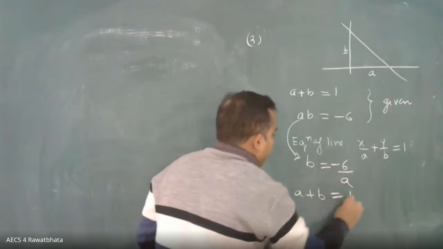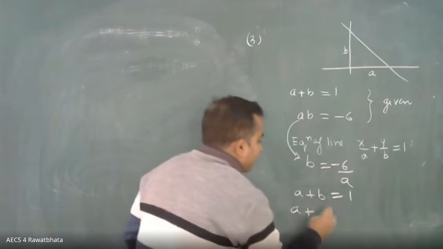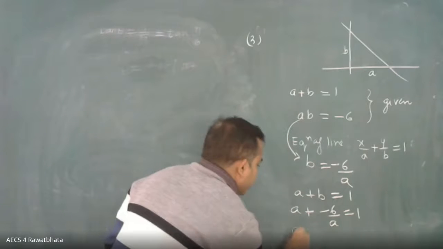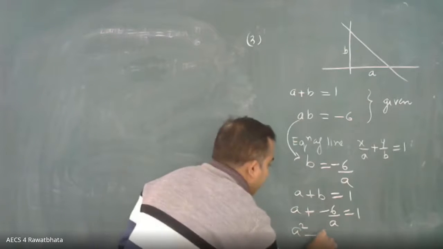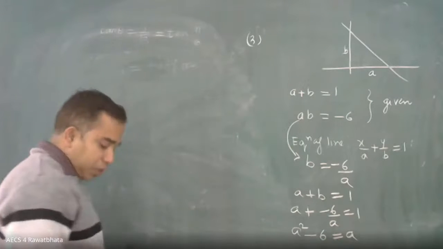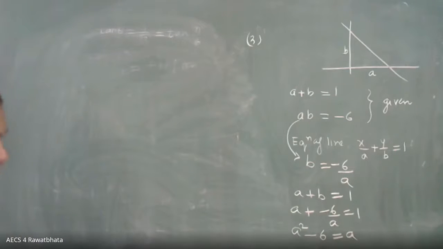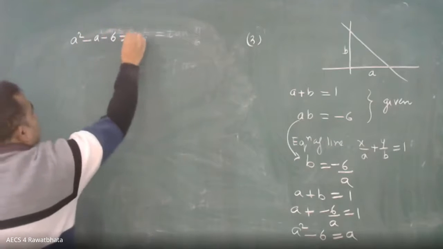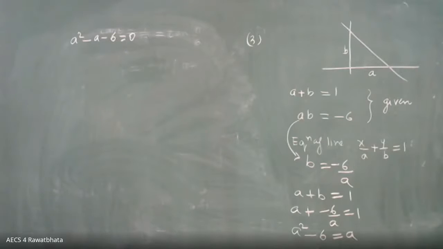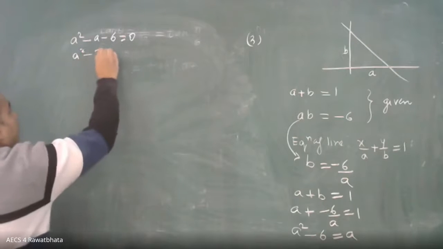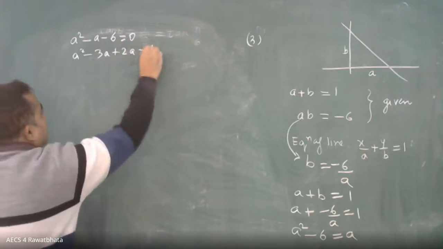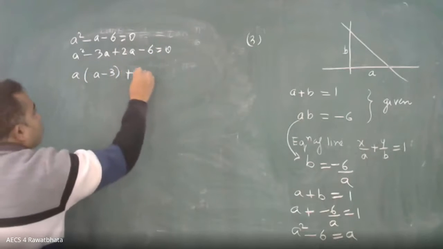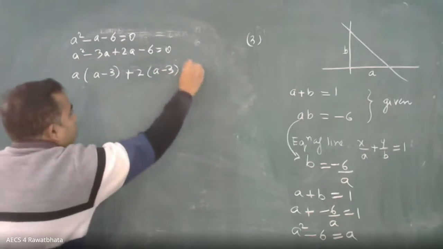So a plus b equal to 1. B I will replace with minus 6 upon a. Take LCM. a square minus 6 is equal to a. I multiplied with a in the equation. Now take everything on one side. a square minus a minus 6 equal to 0. Factorize. a square minus 3a plus 2a minus 6 equal to 0. And a common, a minus 3, plus 2 common, a minus 3 equal to 0.